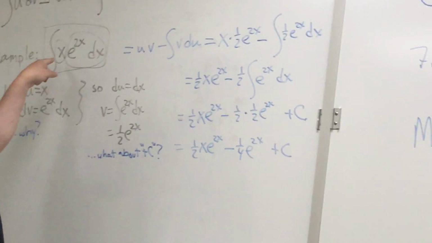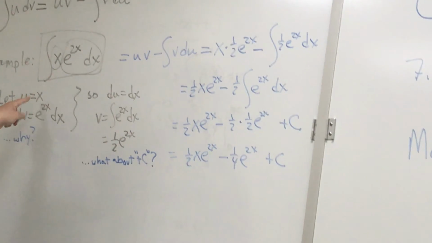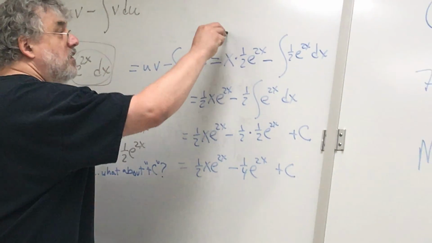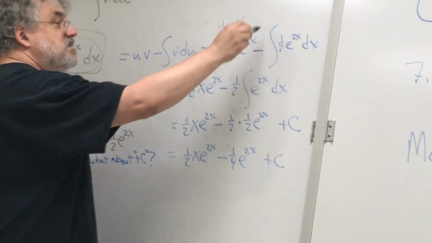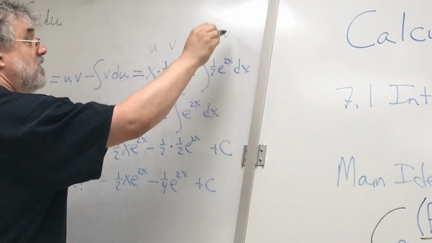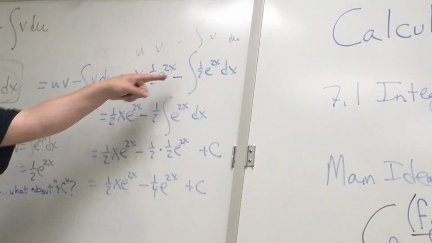The integral of u dv is uv minus integral of v du. What are u and v? They're right here, u and v. So I plug them in right here, u, v, minus integral of, what's v? V is this. And what's du? It's dx. I'm just doing that.